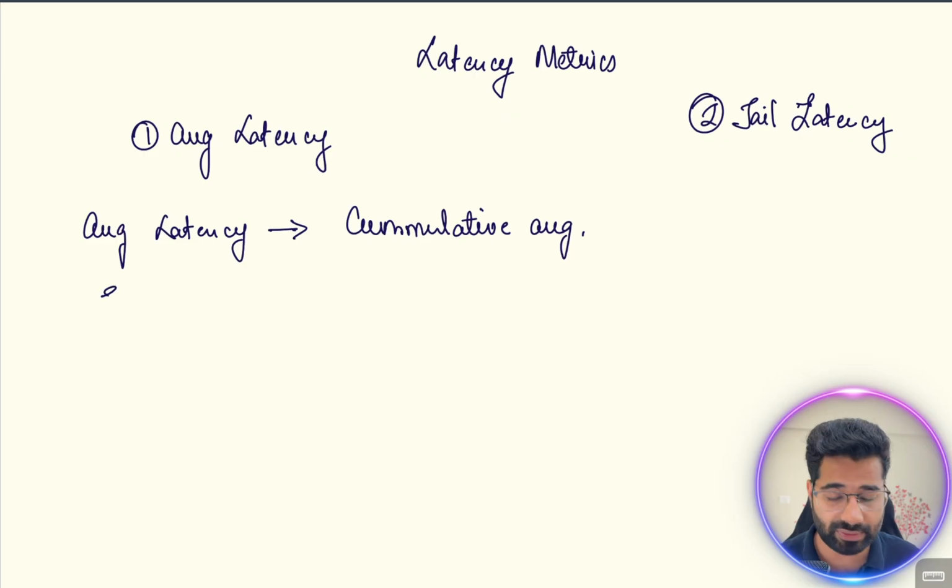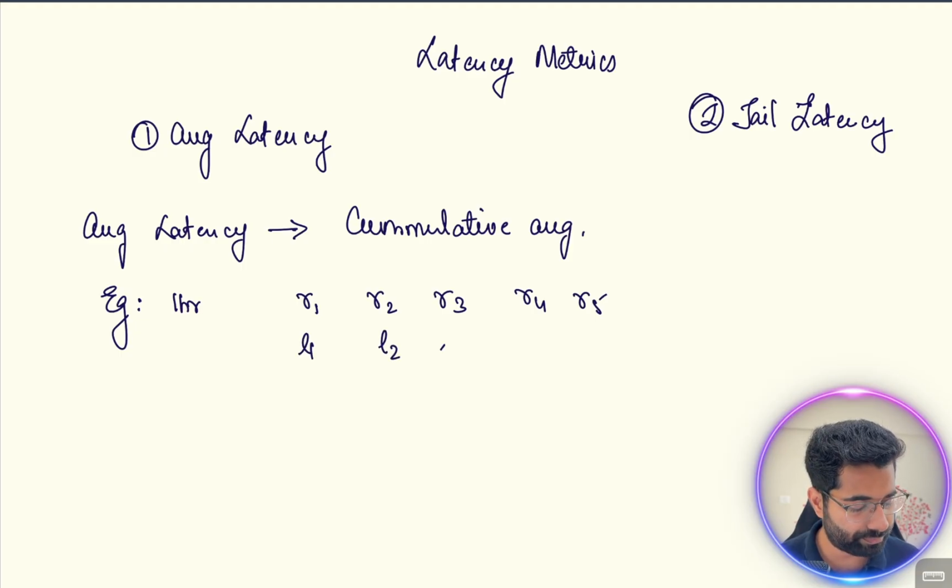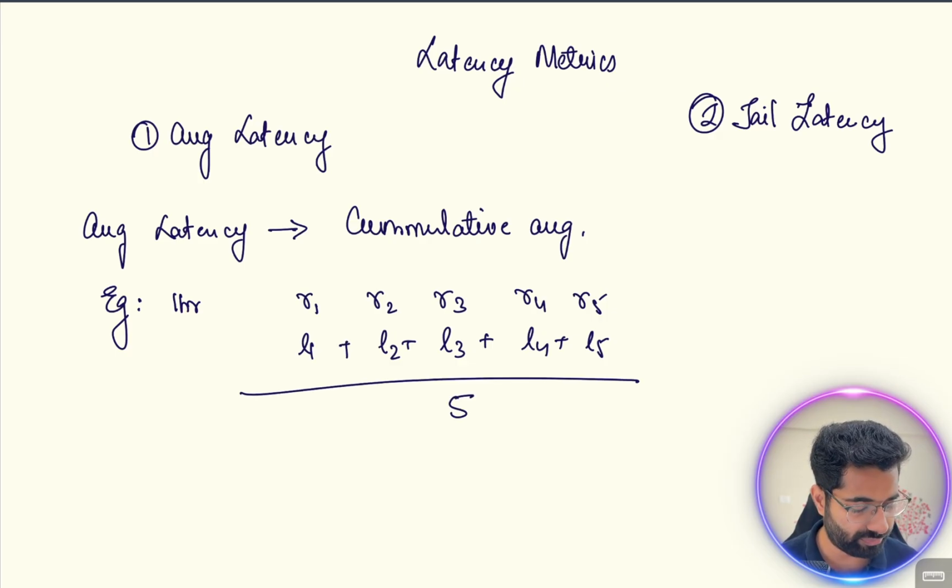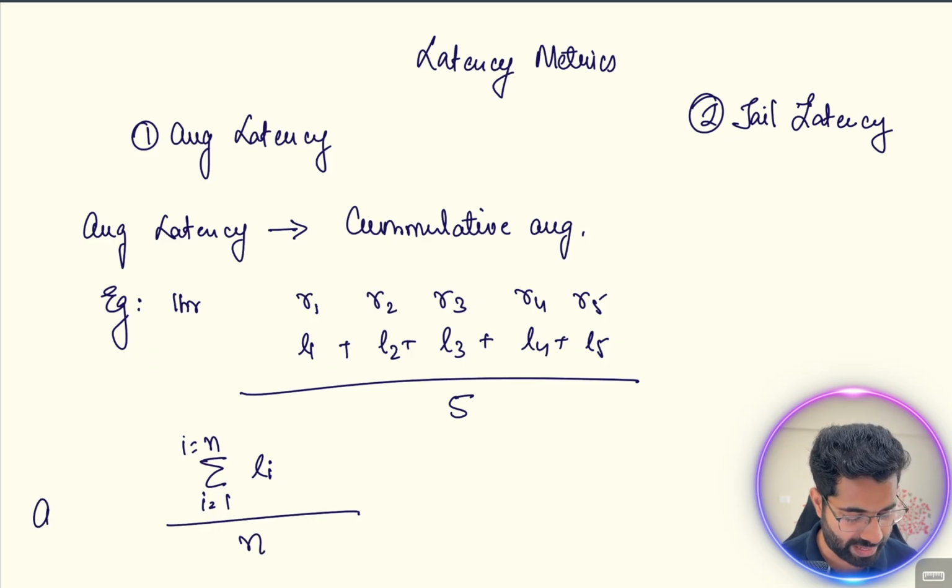Let's understand this with the help of an example. Let's say in the last 1 hour, I want to calculate the average latency of a system. Let's assume we have requests R1, R2, R3, R4, R5. There are 5 requests that have come, and the corresponding latencies are L1, L2, L3, L4, L5. We just sum all the latencies for all the requests in that given period of time and divide by the number of requests, n. This gives us the average latency of the system.